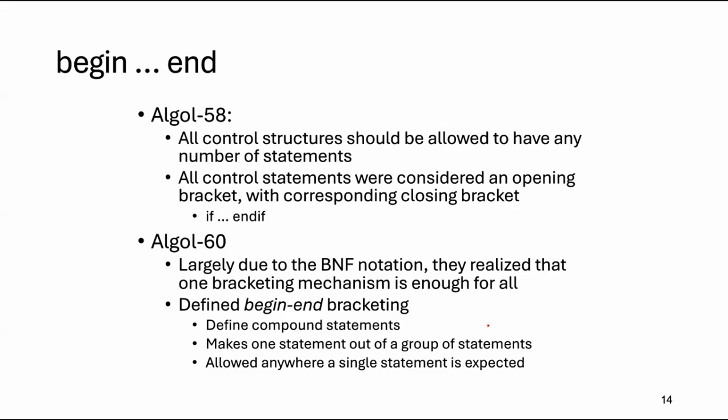In Algol 60, largely due to the BNF notation, they realized that one bracketing mechanism is basically not enough for all. They defined that one mechanism is not going to be sufficient, and that's why they defined the begin and end bracketing. It allowed them to define compound statements and make one statement out of a group of statements. And it's allowed anywhere a single statement is expected. So you basically can use the begin and end to have a compound statement anywhere you can have a single statement.